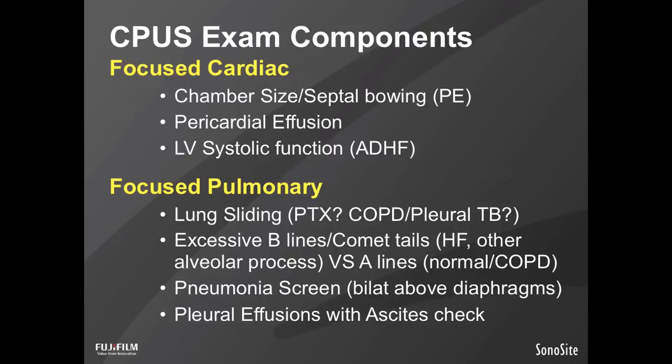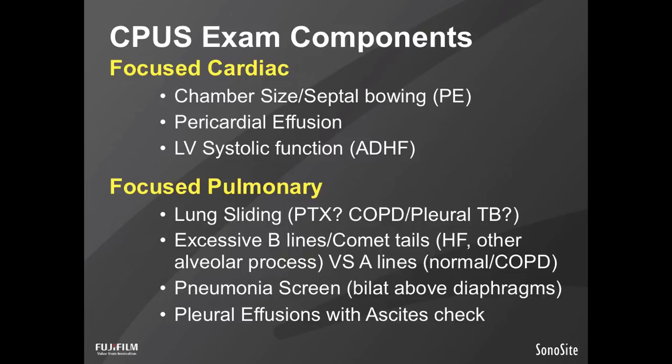For the focused lung ultrasound, we are looking at lung sliding. We are looking at B lines. Now, when we're thinking about B lines, we're going to assess for diffuse normal comet tails versus excessive B lines, which is more than 3 per field.